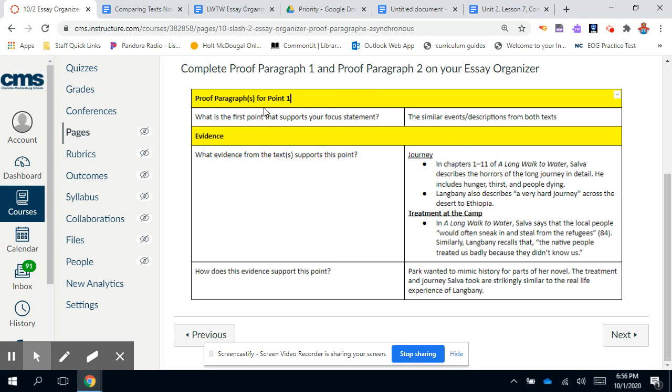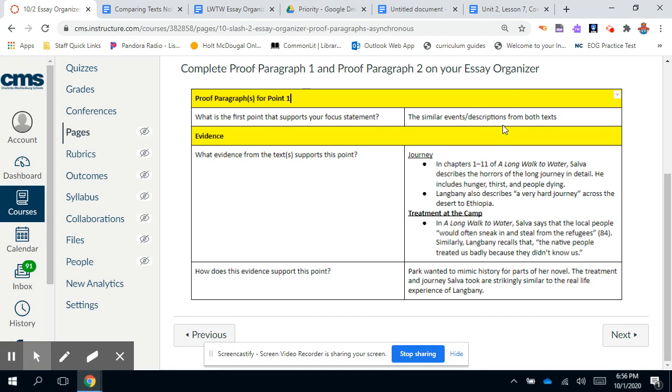Now, in your point 2, your differences, you would want to explain how your evidence proves that she altered history. So this last question is you explaining in your own words how this evidence answers the essay prompt question. How does Linda Sue Park use or alter history?